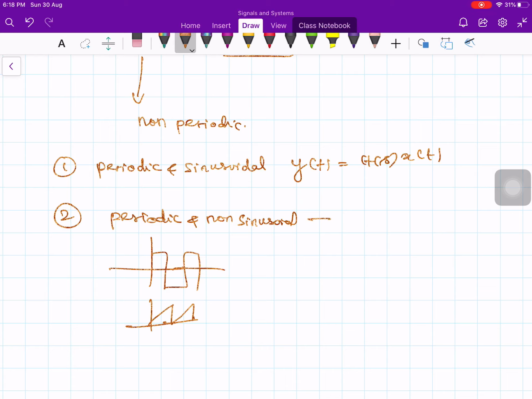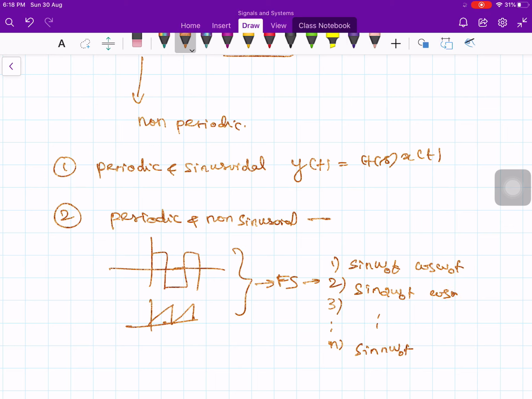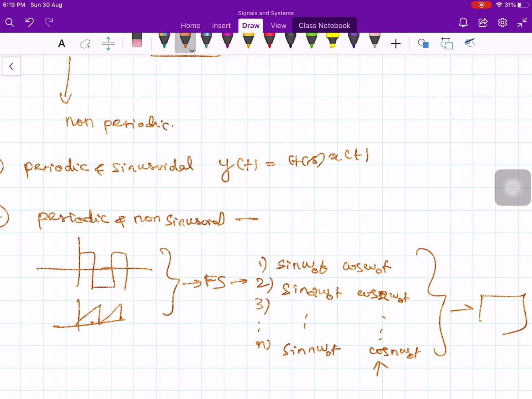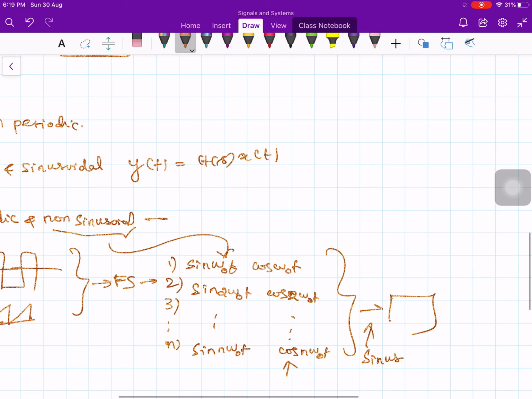In this case, you represent these in terms of Fourier series, which has n number of components, where n goes to infinity: sin omega naught t, sin 2 omega naught t, up to sin n omega naught t. Similarly cos omega naught t, cos 2 omega naught t, and so on up to cos of n omega naught t. There are many components. You apply these components to the LTI system, because now the input is sinusoidal. So we moved from non-sinusoidal to sinusoidal, and now if the input is sinusoidal, then the output is also sinusoidal. That is the second part.